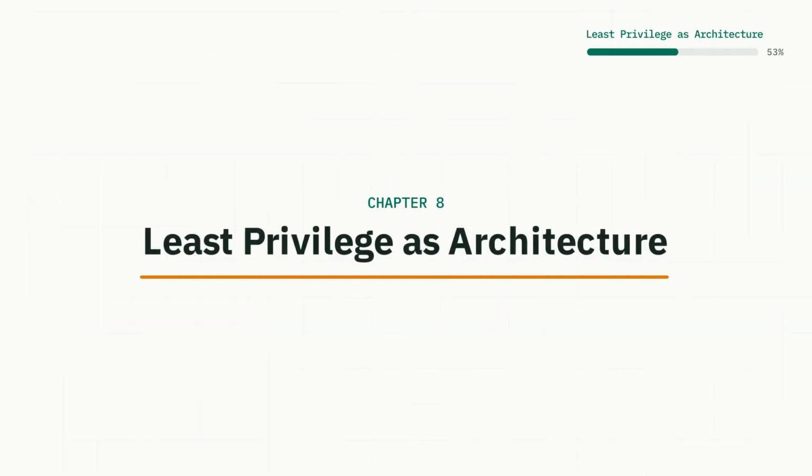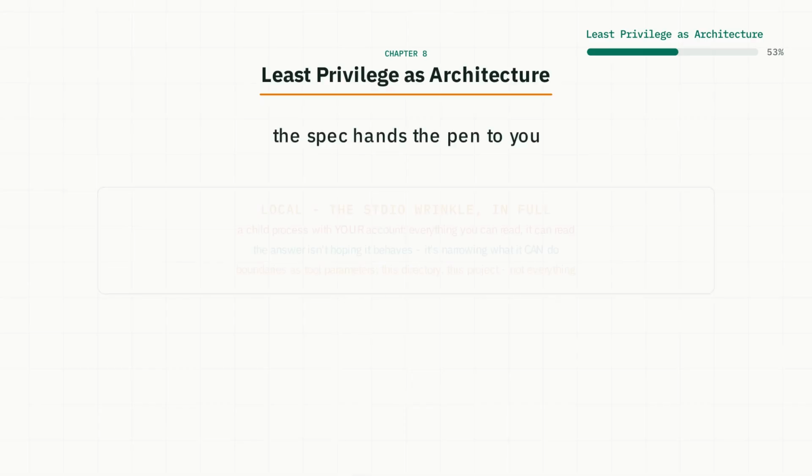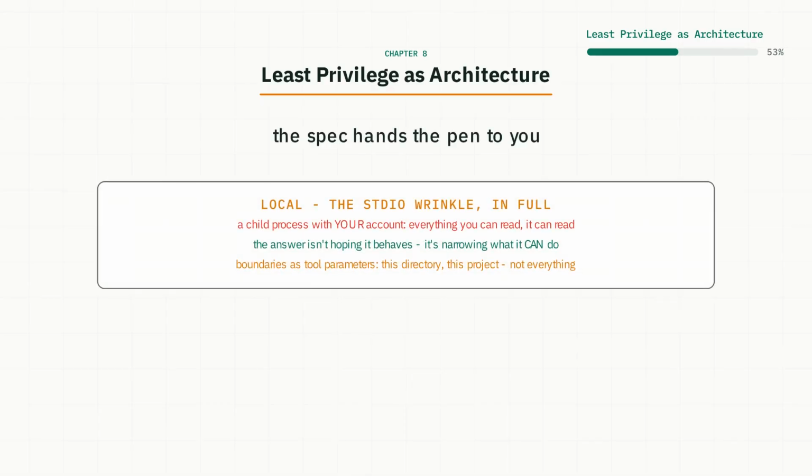Chapter 8, Least Privilege, moved from slogan to architecture, and here the specification hands the pen to you. Local servers first, the wrinkle from Part 2 now in full. A standard I/O server runs as a child process with your user account. Everything you can read, it can read. The architecture answer isn't hoping the server behaves, it's narrowing what the process can do. Run it under a restricted account in a container or with the operating system sandboxing, and hand it explicit boundaries as tool parameters. This directory, this project, not everything. That's the modern replacement for the deprecated roots machinery.